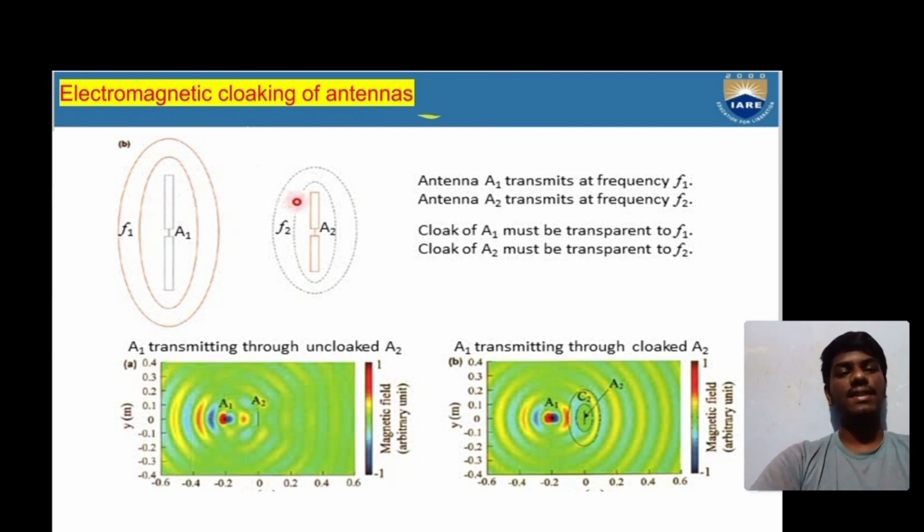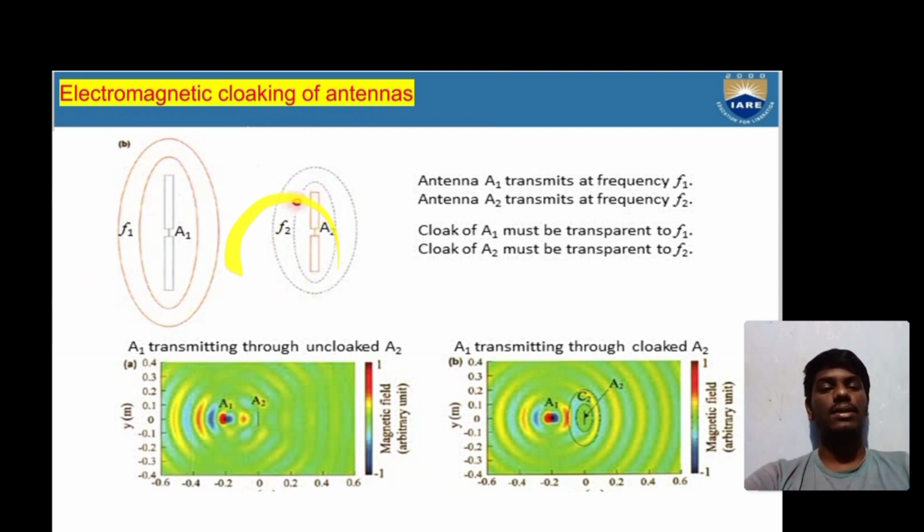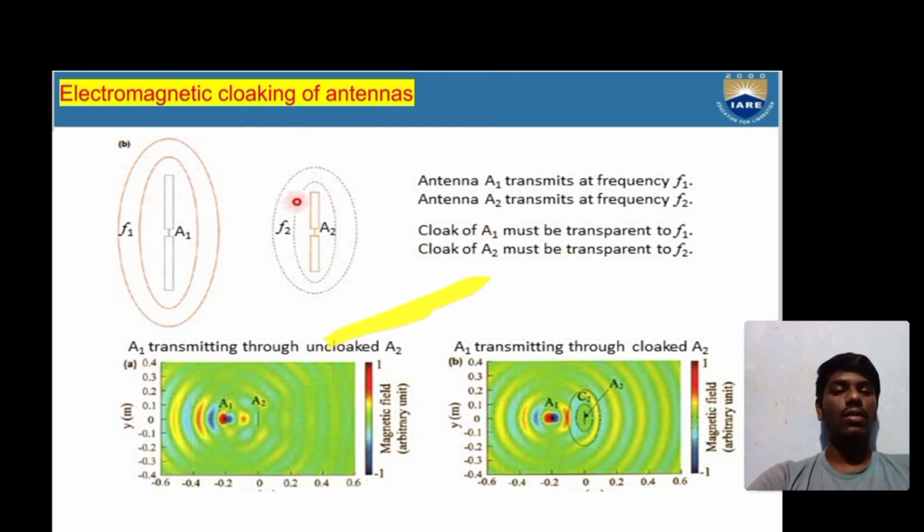Here in the slide you can see the electromagnetic cloaking of antennas. Let's assume antenna A1 transmits at a frequency F1, and antenna A2 transmits at frequency F2. Now cloak A1 must be transparent to F1, and cloak A2 must be transparent to F2.